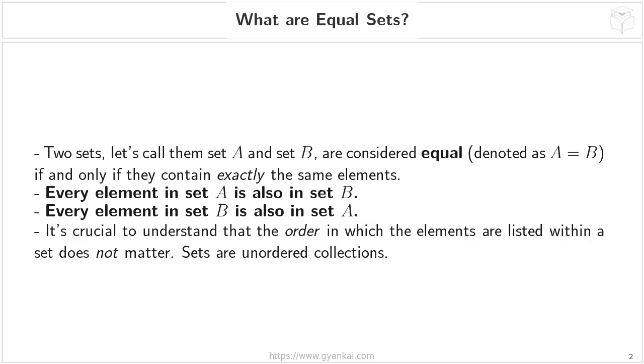Now, a really common mistake students make is getting hung up on the order. So listen carefully. It's crucial to understand that the order in which the elements are listed within a set does not matter. Sets are what we call unordered collections. This means that {1, 2, 3} is considered the same set as {3, 1, 2}. We'll see this in action with some examples on the next slide, so keep this in mind. We'll be checking if all elements match up, not if they're in the same sequence.